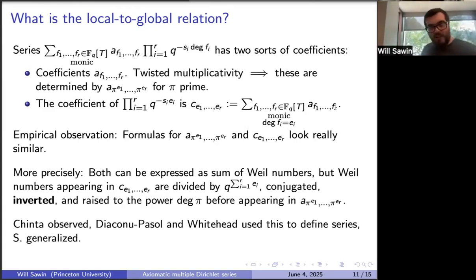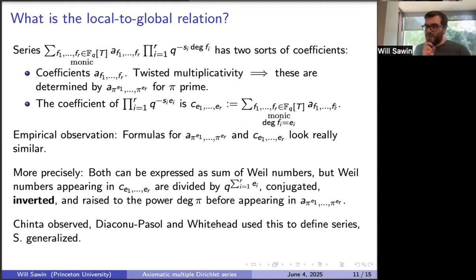And so they're both interesting to understand when we're studying the series. One thing people observed, I think this observation was first made systematically by Cinta, is that if you write down a formula for these local coefficients at a prime power, pi to the e1 up to pi to the r, and you write down a formula for the global coefficients CE1 through ER, they look very similar. You can write them as formulas with the same number of terms.